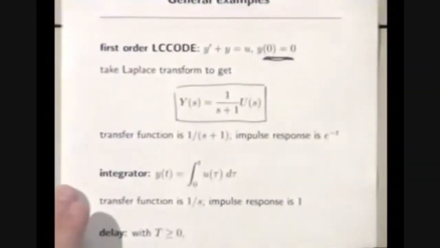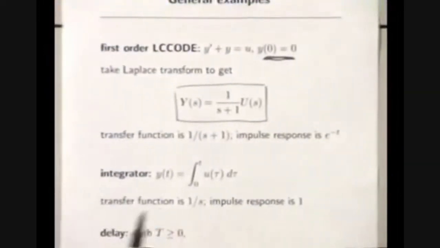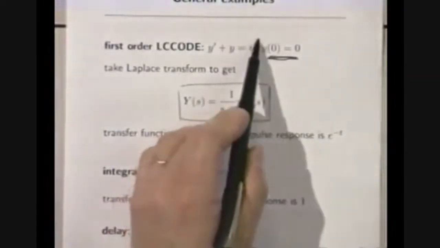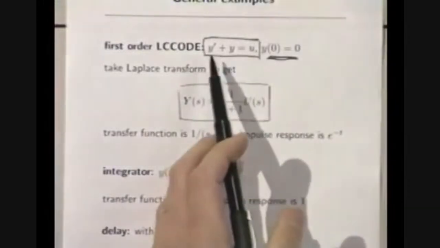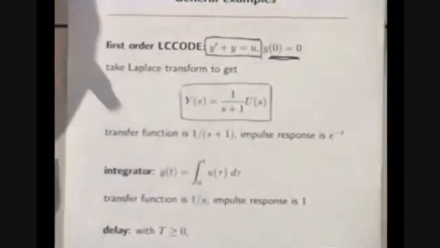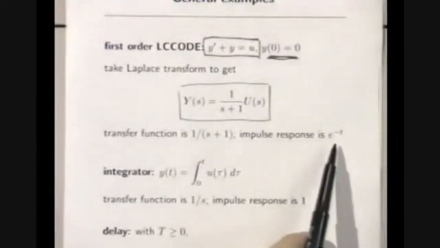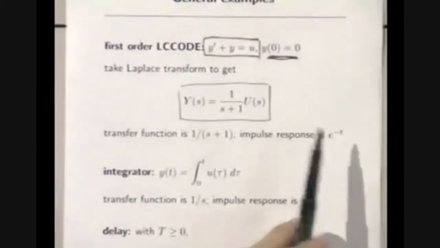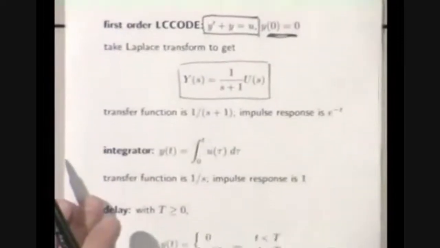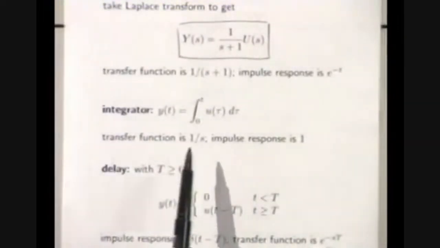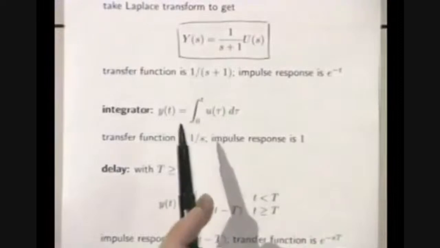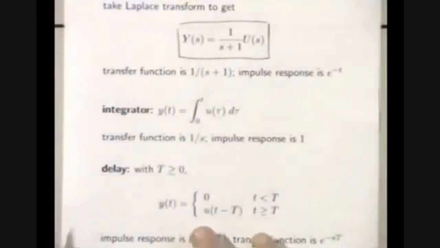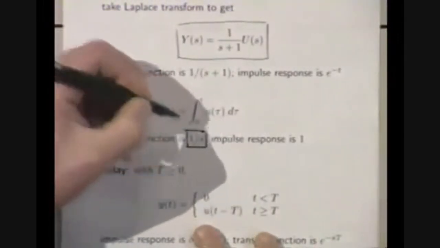Okay? So when you see this differential equation, this now means a lot to you. What it says is, if y has zero initial condition, then y and u are related by convolution by e to the minus t. You can get that immediately. Here's an integrator. The transfer function is 1 over s. Its impulse response is just 1. In other words, you're convolving a signal with the kernel 1. So from now on, 1 over s is going to mean an integrator system to you.